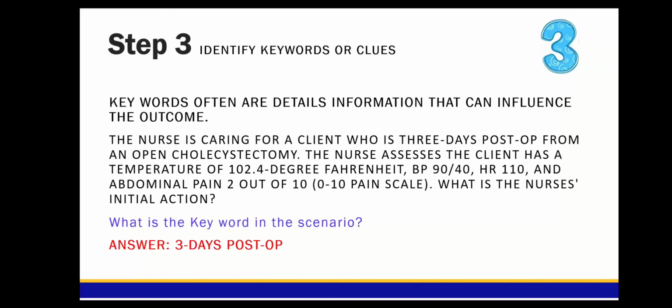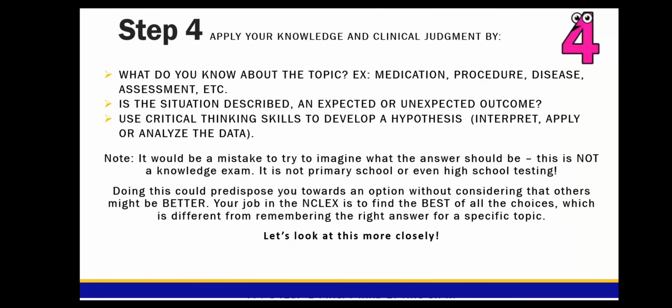Which now leads us to step number 4. Let's take a look at it. You ready? So step number 4. This is really an important key here. It's applying your knowledge and clinical judgment. What do you know about the topic? It could be the medication, procedure, disease, whatever the topic is. What do you know about it? Is the situation described an expected or an unexpected outcome? For the example of the abdominal pain, 3 days post-op, the patient has a pain of 2 out of 10. That's an expected outcome. That would not be unusual or unexpected, would it?